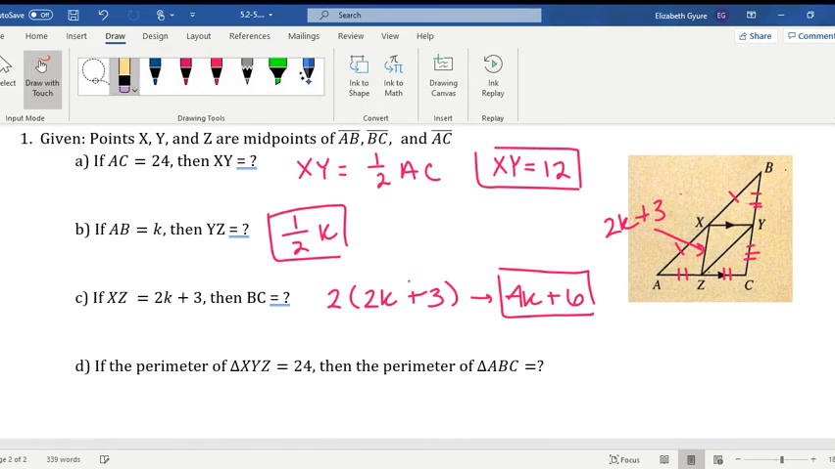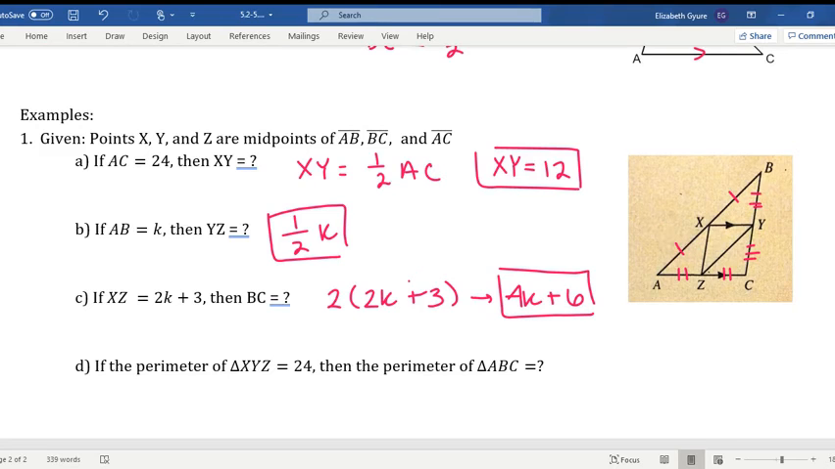And then the last one, part D, says if the perimeter of triangle XYZ is 24, so XYZ, that's this small one in here, then what is the perimeter of triangle ABC? What'd you think? How'd you get that? Multiplied it by 2, okay. I see where your strategy came from. I saw some different numbers when I was walking around. So some people went ahead and multiplied it by 2. Did anyone do it differently?